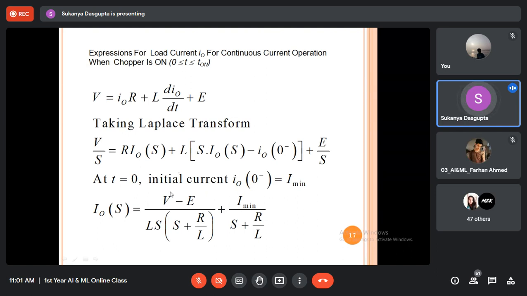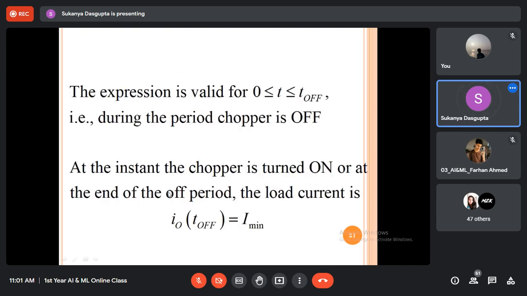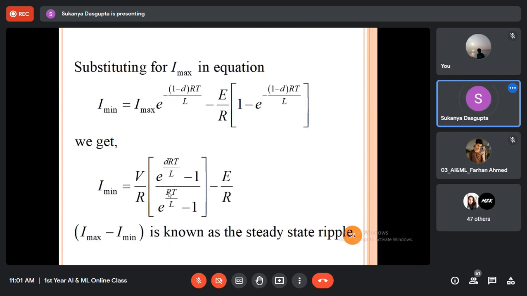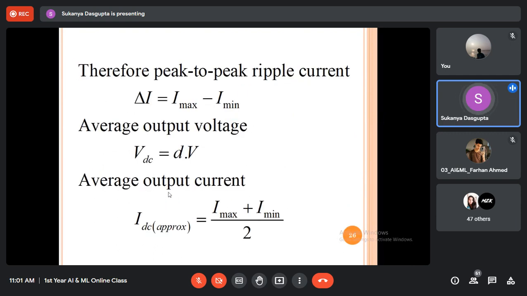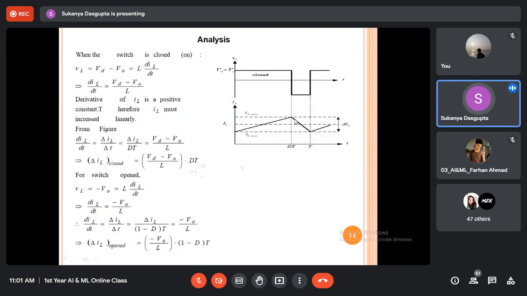Okay, next I'll skip this derivation. It's not required for your curriculum, so I'll skip this. This is the derivation showing this ripple current. Look at this current signal, this ripple current. IL max minus IL min. How to calculate this difference, del IL? This is called the ripple.